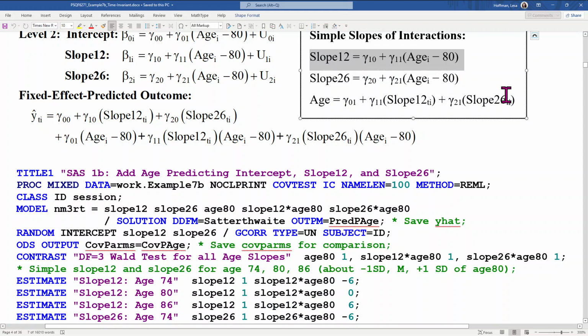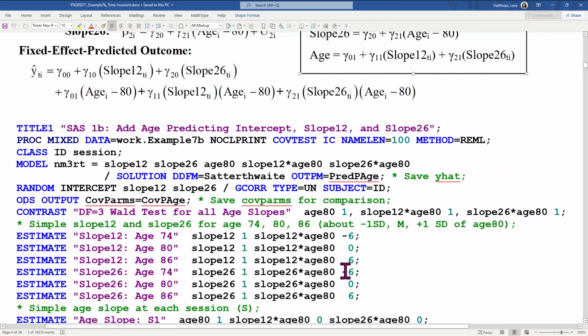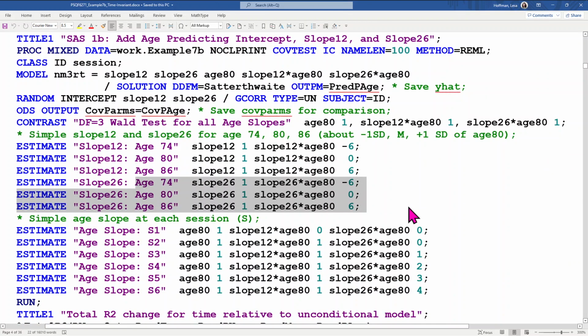The ingredients for it are given right up here. So I need one of the fixed slope 1, 2, and then I need as many interaction terms as for the age for which I want slope 1, 2. So this is for a 74-year-old, given that 80 is the centering point. I do the same thing in requesting prototypical slope 2, 6s at different ages as well.